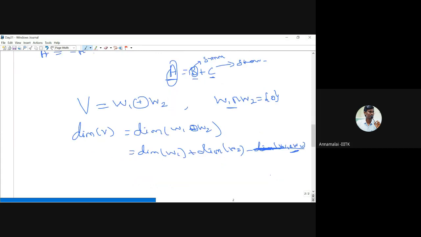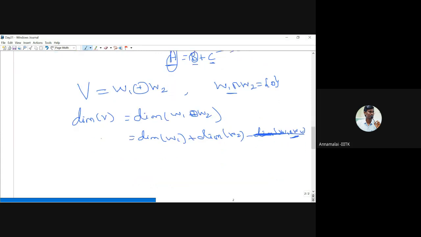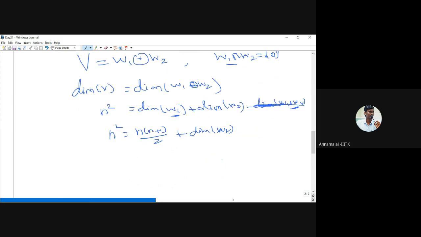Now, the dimension of V is nothing but n square. The set of all n by n matrices has dimension n square. So, therefore, n square is equal to the dimension of W1, which is the set of all symmetric matrices. Just now we found that it is n into n plus 1 by 2. And we don't know the value of this one, therefore keep that as dimension of W2. Now, take this term to that side. Therefore, dimension of W2 equals n square minus n into n plus 1 by 2.